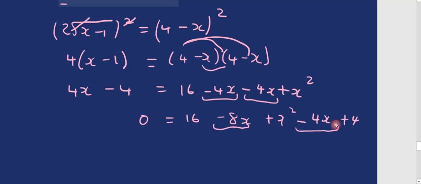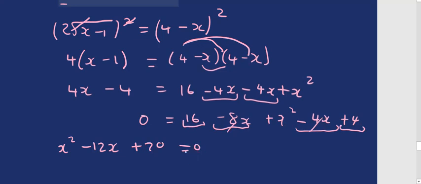And again, we've got like terms. Okay. So what we have, if we just take whatever is on the left hand side to the right, we're going to have x squared. Negative 8, negative 4 will give us negative 12 x. So we've simplified the like terms, and of course 16 plus 4 will give us 20.